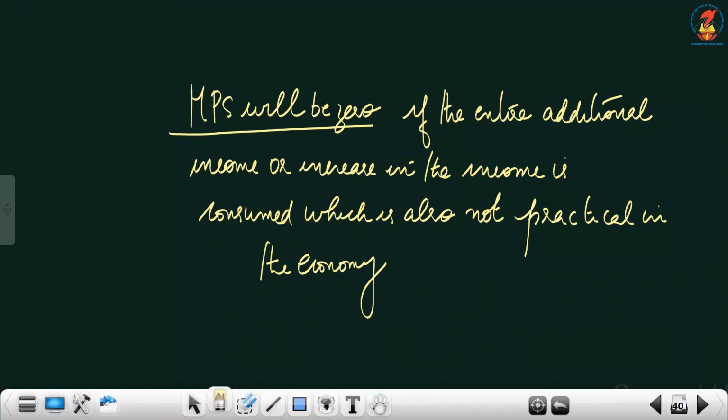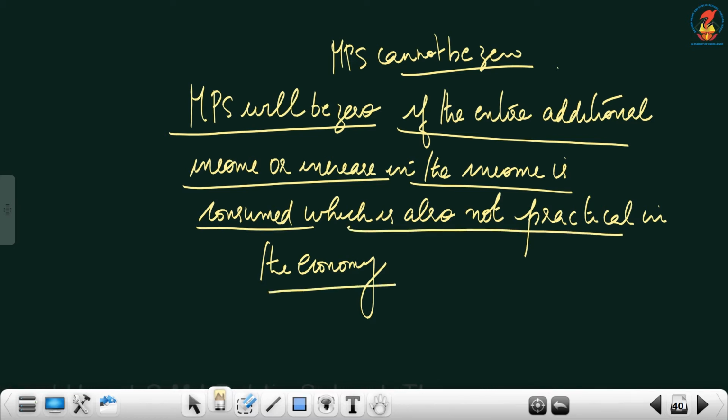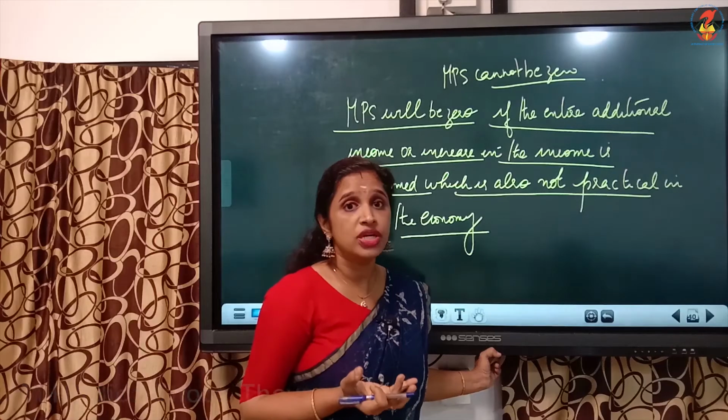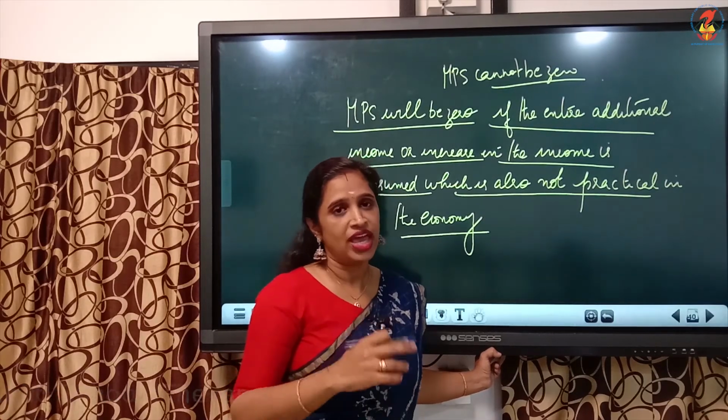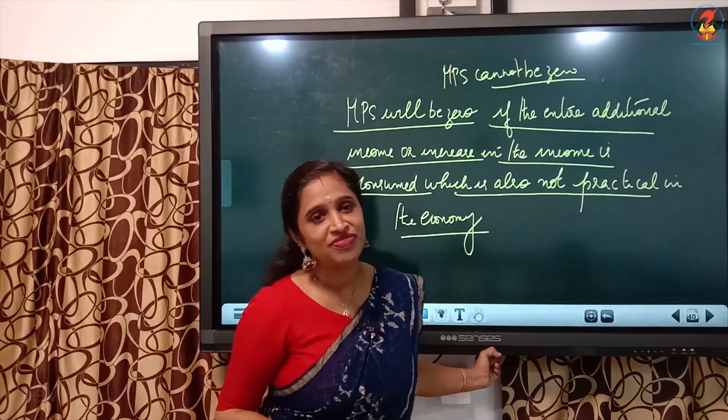Likewise, MPS cannot be 0. That is a fact. MPS will be 0 if the entire additional increase in the income is consumed, which is not a practical situation. If MPS is 0, what do you mean by that? The entire increase in the income is used for consumption. Nothing is saved. That cannot happen.